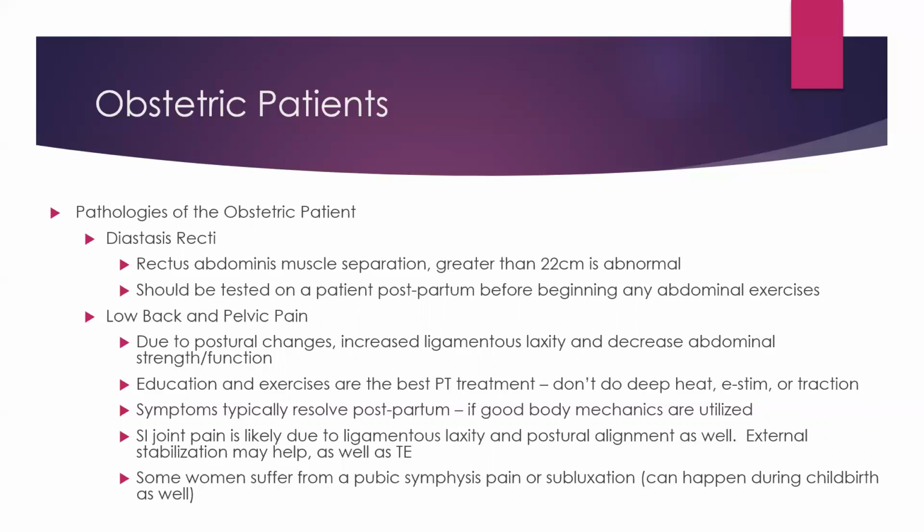SI joint pain is likely due to ligamentous laxity and postural alignment as well. External stabilization may help. So if they start having SI joint pain, some will tighten things. They'll say, when I put my belt on or when I tighten my pants, it feels better. What that's doing is compressing that low back and closing off that SI joint, so that makes it very comfortable. Even in adults, a lot of times they'll say, I've got low back pain until I put my belt on. As soon as I put my belt on, I feel so good. Well, it's because the belt is kind of locking in that SI joint, and that's why it's relieving pain.